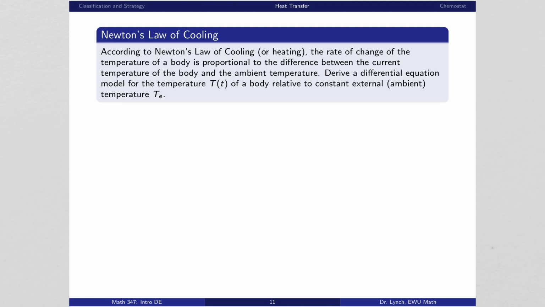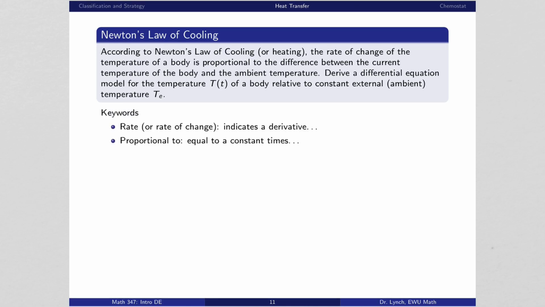Now, of course, this doesn't apply to things like phase changes. Melting and boiling are processes that are different thermodynamically, so we're not going to be discussing those. Okay, so in any case, we'll go ahead and derive a differential equation model for the temperature of this body relative to the constant ambient temperature.